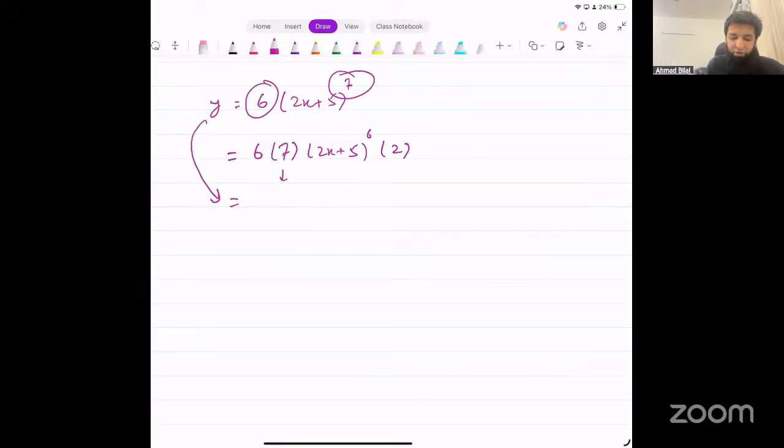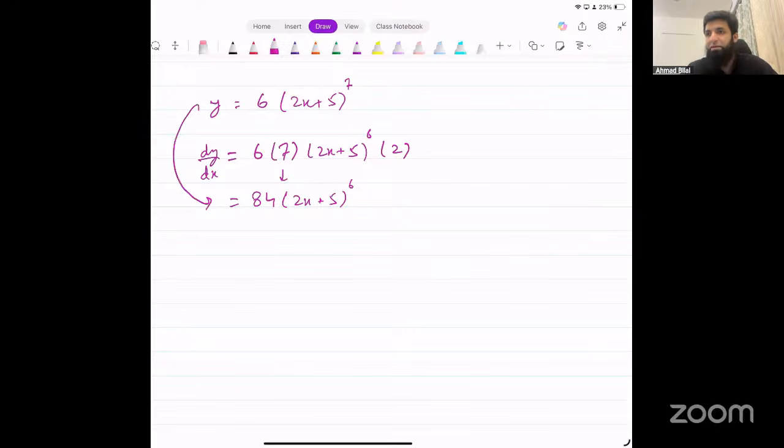6 times 7, whatever that is, 42. 42 times 2, and that will give you 84. 84 into (2x plus 5) whole raised to power 6, and that will be the derivative. That's perfectly okay. There's nothing wrong with that. You can jump directly from this step to this step. That is allowed.